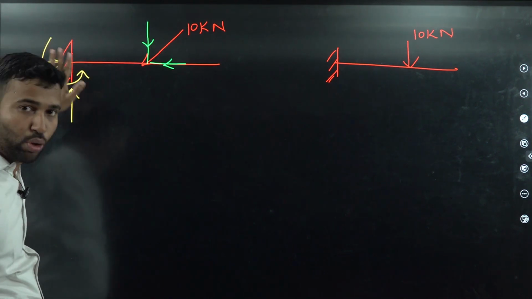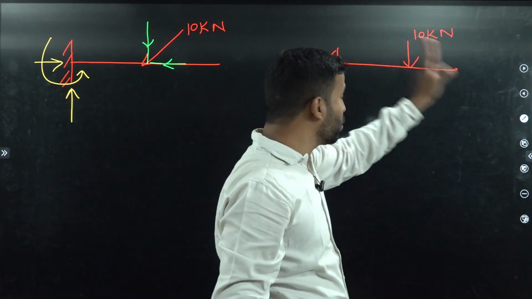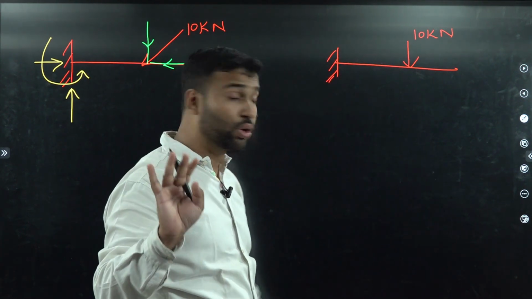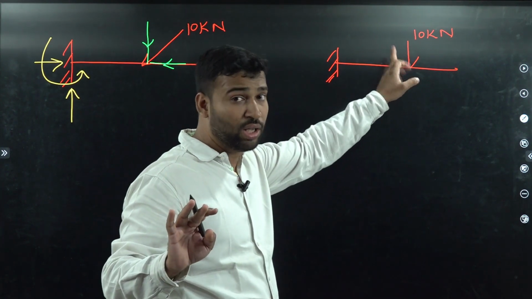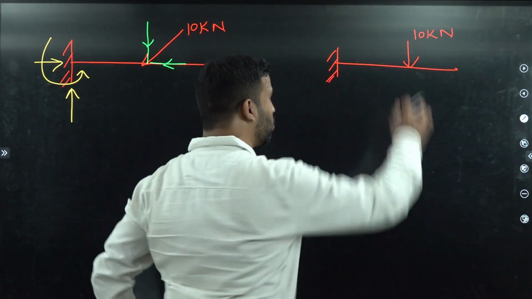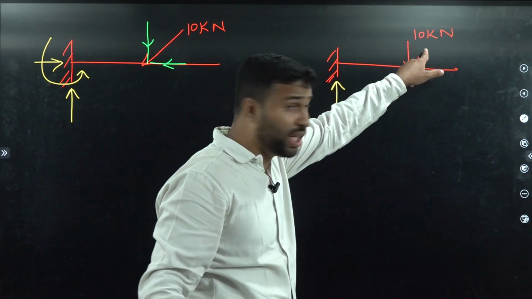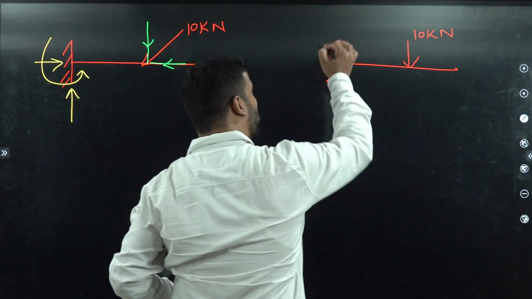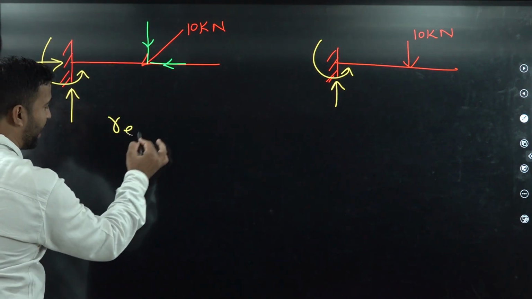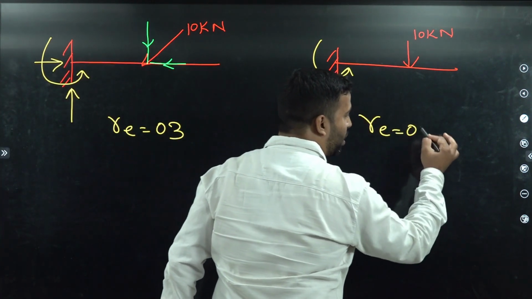Moment of resistance will always exist in case of a fixed support, whereas in this case we don't have any horizontal loading. So if no horizontal loading is given, then we don't have any horizontal reaction on the fixed support. To balance this vertical load, we will have a vertical reaction, and moment will always exist in case of a fixed support. So here we will have three external support reactions. Here we will have two external support reactions.